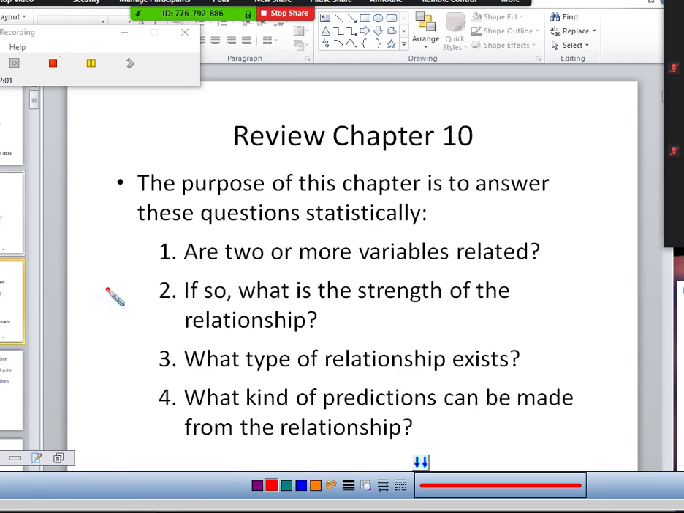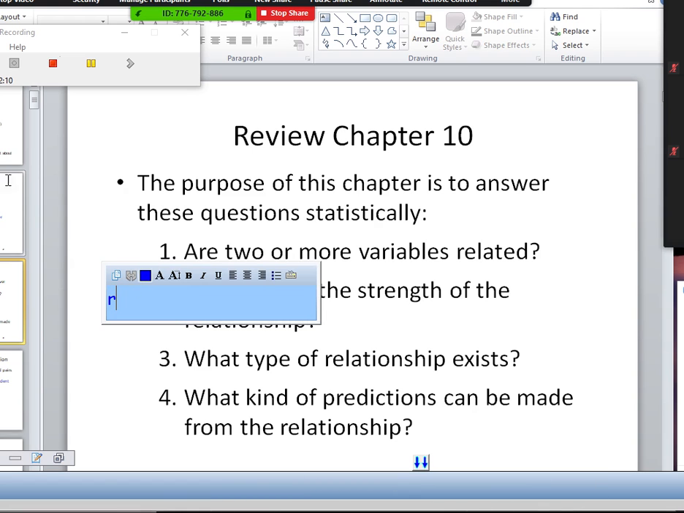Oh, that's why I had this R. That was R. So R, we can see how closely they're related from R, and then what type of relationship exists, and if we can predict from that. If there's a strong relationship, if R is very close to 1 or negative 1, then we say, oh, it is a line, and then we can use that line to predict.